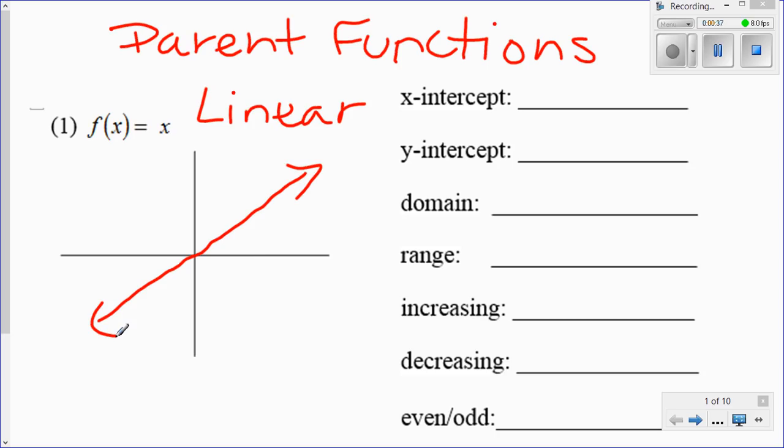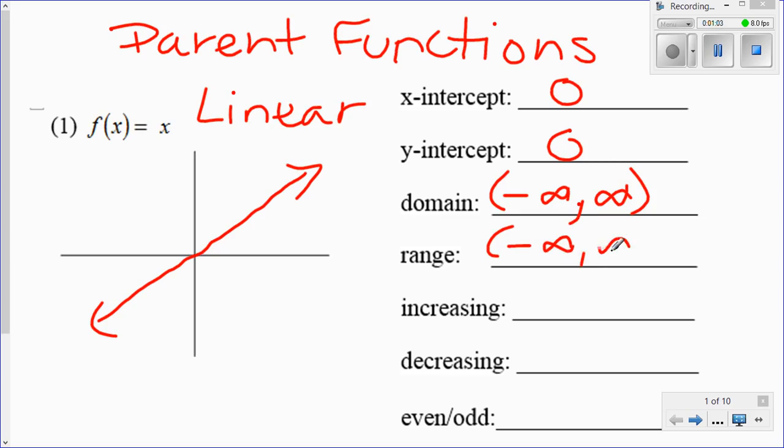And if we analyze that graph, the x-intercept, which remember that's where the graph crosses the x-axis, is 0 because it goes through the origin. The y-intercept is 0. The domain would be all real numbers, or negative infinity to infinity. The range is also all real numbers, or negative infinity to infinity. If you look at this graph from left to right, it's rising, so it is increasing from negative infinity to infinity, and it does not decrease.